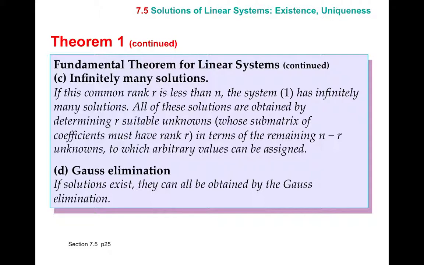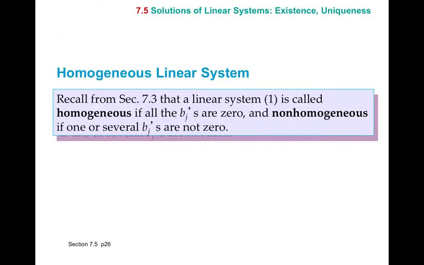If the solutions do exist, they can all be obtained by Gaussian elimination. In fact, Gaussian elimination is one way to find out if you have a solution, because it will be a self-consistent method. Also recall that if all of the b sub j's, all of the right-hand side of the equation, are zero, that's referred to as a homogeneous linear system. And if they're not all zero, even if one is not zero, then it's referred to as a non-homogeneous system.